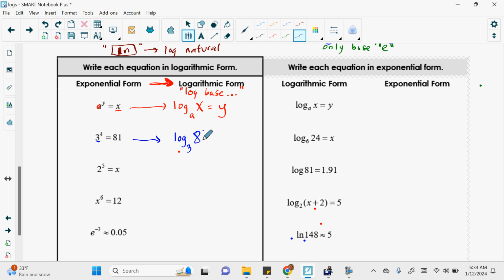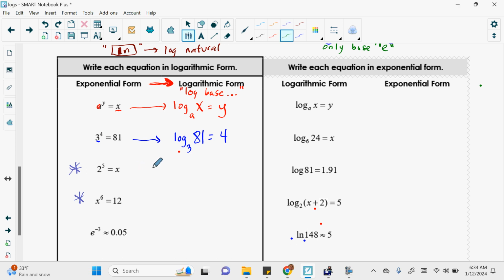Ready? So this next one, 2 to the 5th power equals x, so it should be log base 2 of x equals 5. And then the one below, log base x, because x is our base now, of 12.